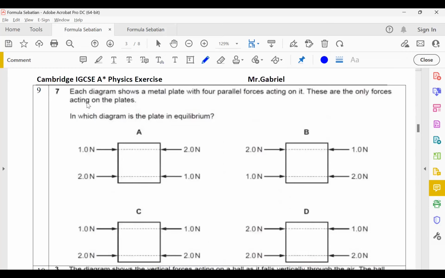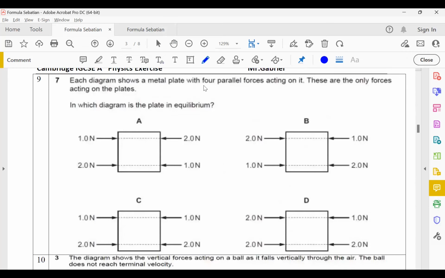Okay, anyways, back to this here. Each diagram shows a metal plate with 4 parallel forces acting on it. These are the only forces acting on the plates. Which diagram shows the plate which is in equilibrium? Guys, what's the condition for it to be in equilibrium again? Yeah, everything should be the same, right?